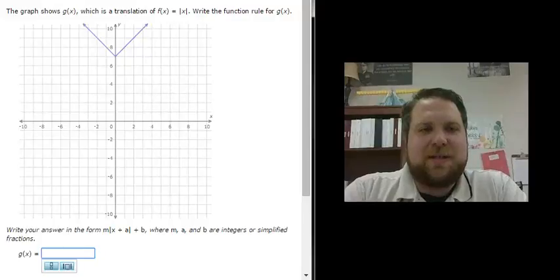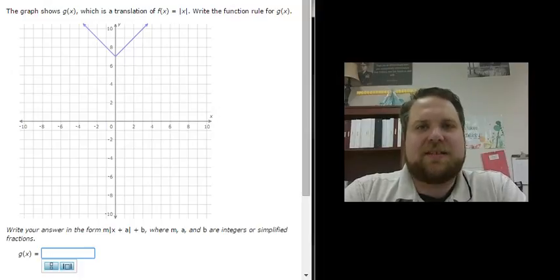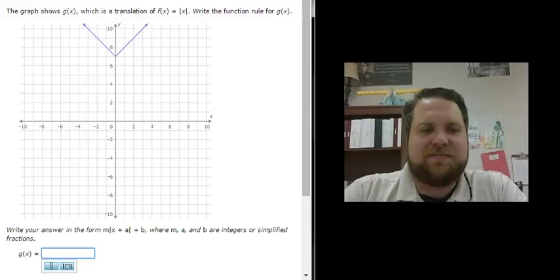Hey guys, in this assignment you're going to be writing an equation for a transformed absolute value function. This is going to be done in IXL, and so let's take a look together at how to solve these problems. So first we're given a graph of an absolute value function, and then we are told here at the bottom that we are to write the equation of this function in this space right here.